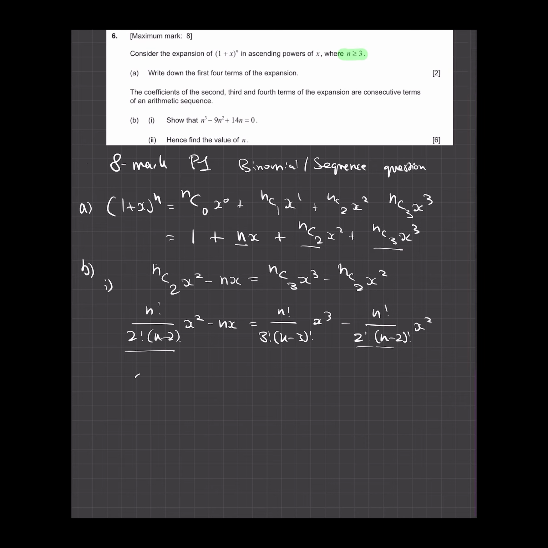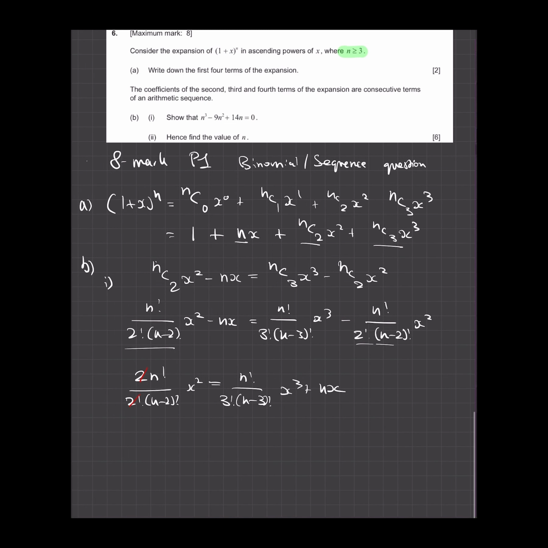That means we're going to get 2 n factorial over 2 factorial n minus 2 factorial of x squared, and then we might as well bring the nx to the other side so everything's positive: n factorial over 3 factorial n minus 3 factorial x cubed plus nx. I'm just going to use red here to show we can cancel out. These two are going to cancel out because 2 factorial is just 2. Now we have to use a little trick.